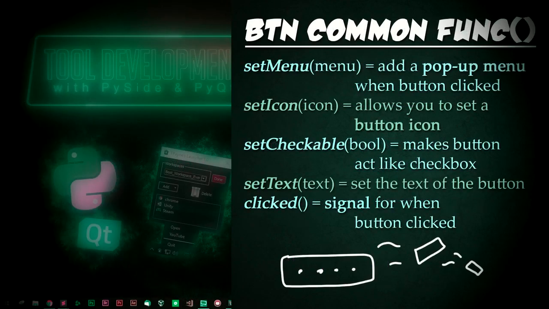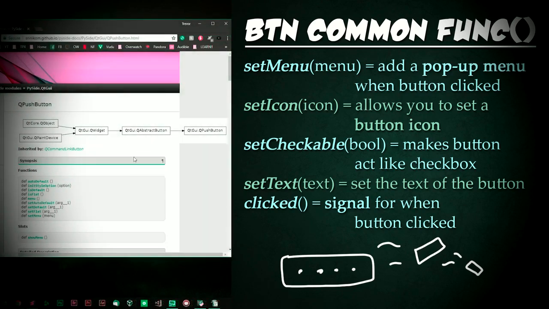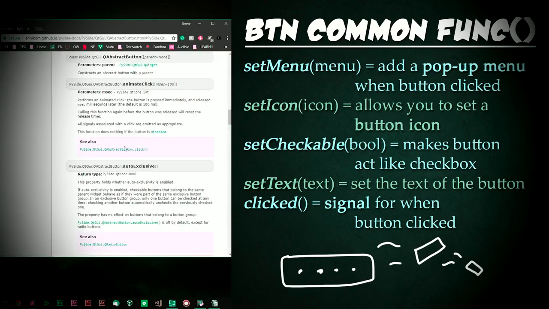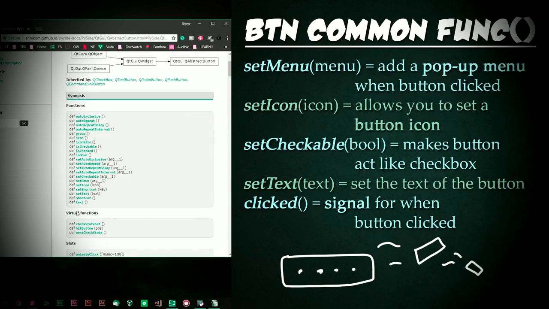Common functions. setMenu adds a pop-up menu when a button is clicked. setIcon allows you to set the button's icon if you so desire. setCheckable makes the button act like a checkbox. setText sets the text of the button, and clicked is a signal for when the button is clicked. Note that many of these functions are not actually documented in the QPushButton class, but instead documented in the QAbstractButton class that it inherits from. So if you click on QAbstractButton, you will see many more of these functions that I have just named.